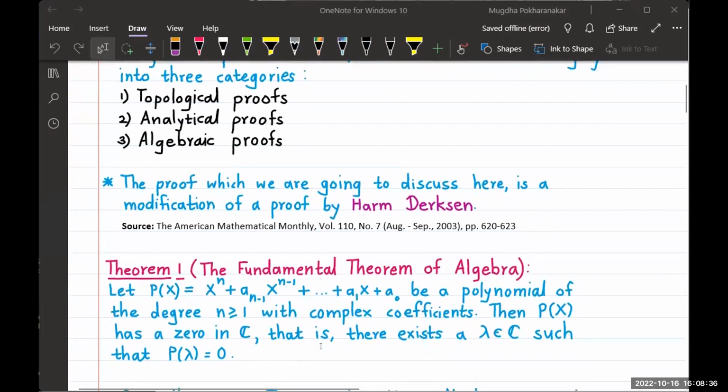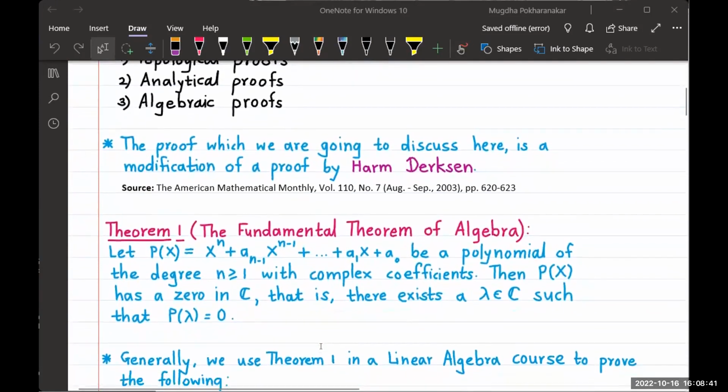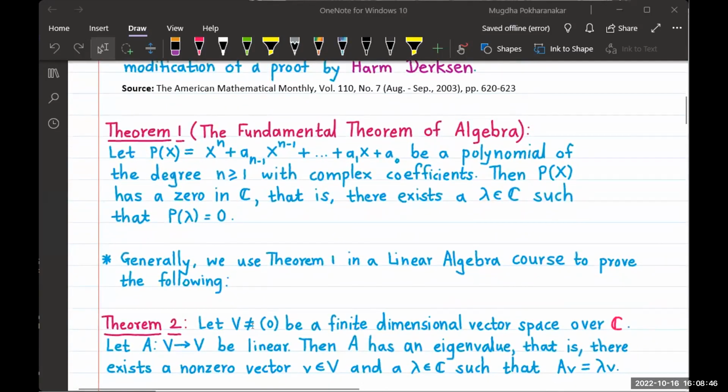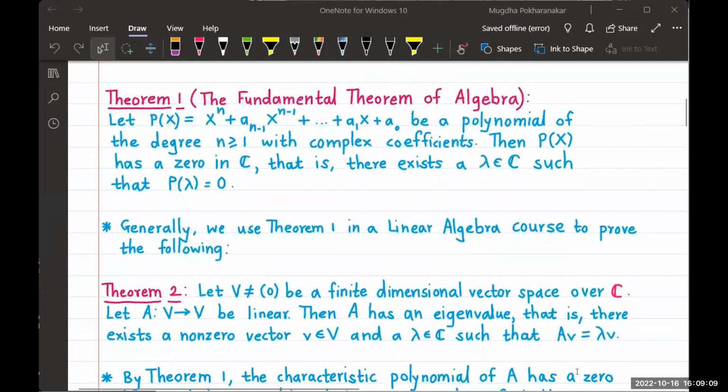And generally, we encounter this theorem in a linear algebra course to prove the following theorem. That theorem says, Theorem 2: suppose V is a non-trivial finite dimensional vector space over C, and A is a linear map from V to V, then A has an eigenvalue. That means there exists a non-zero vector v in V and a lambda in C such that Av is equal to lambda times v.